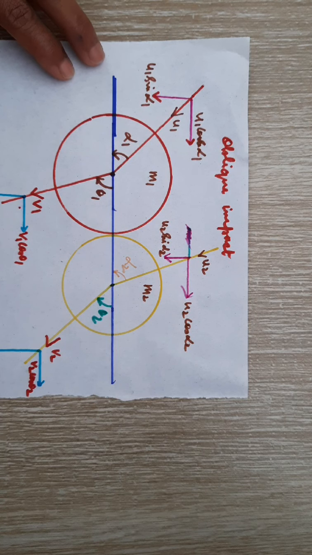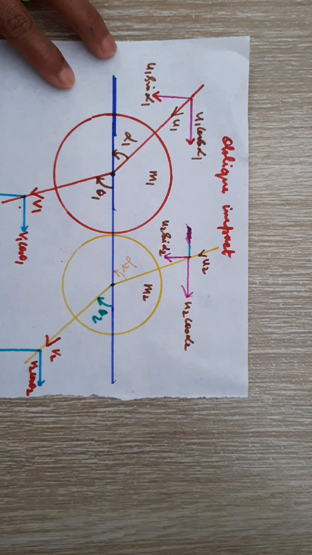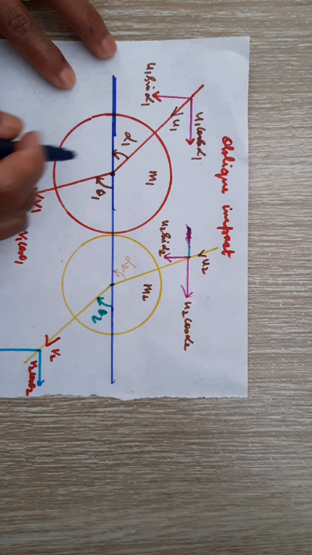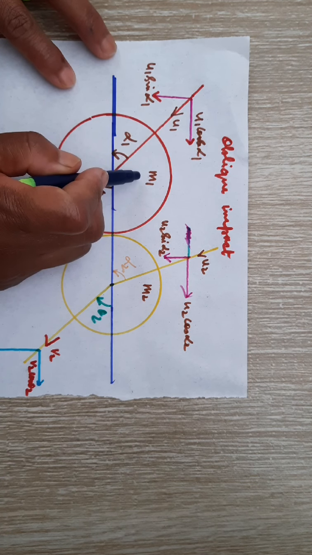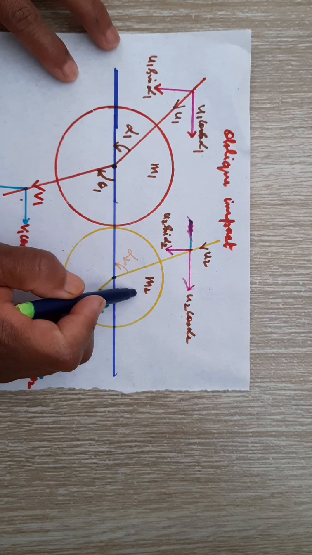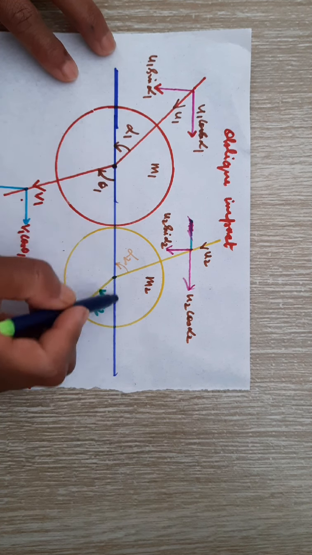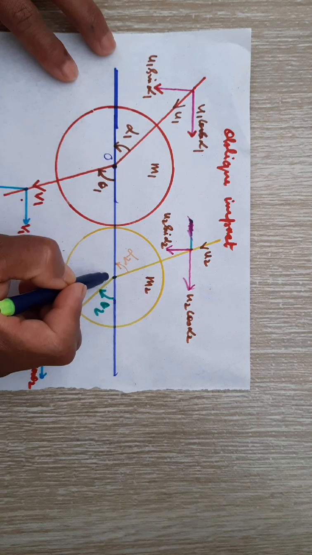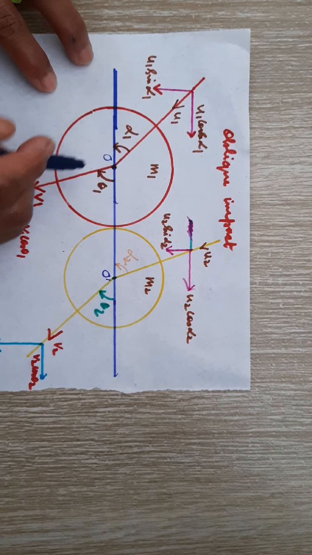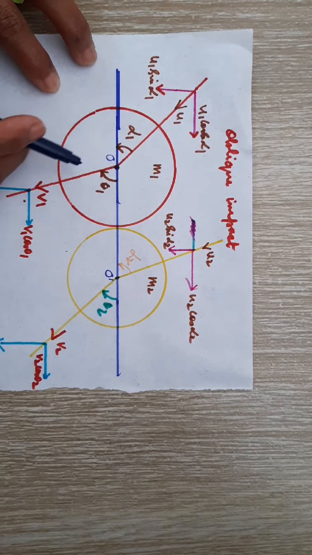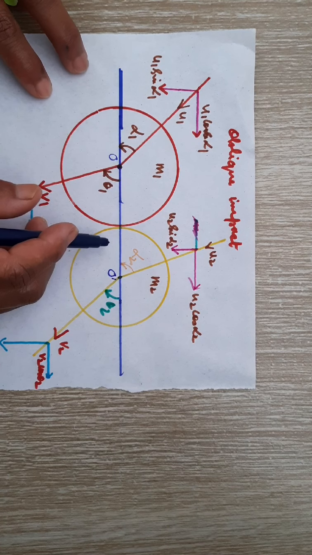Hello students, today let us discuss the velocities of the two smooth spheres for the case of oblique impact. That means when their velocities are not along the line of centers. Now let me take these two spheres, one of mass m1 and another of mass m2, where their velocities will not lie along the line of centers. The line of centers is this one, OO prime. So now let us discuss what will be their velocities after their impact.